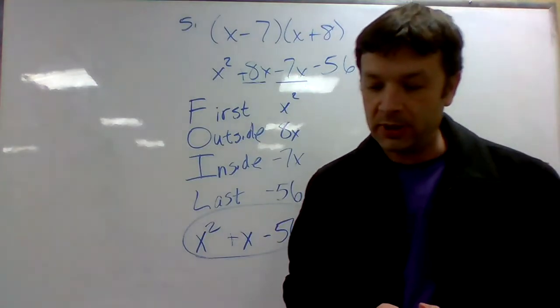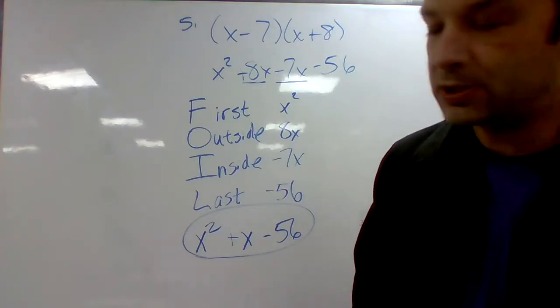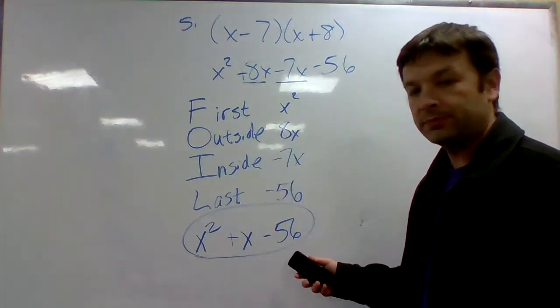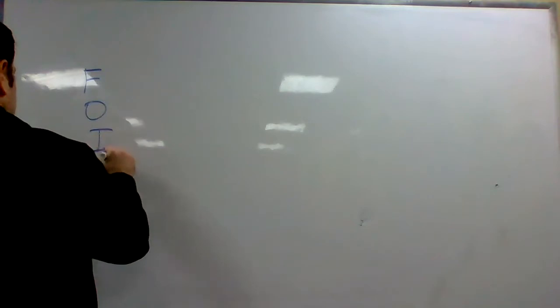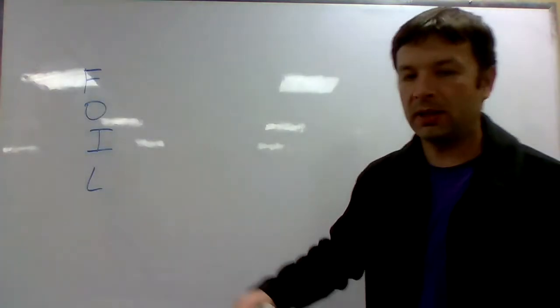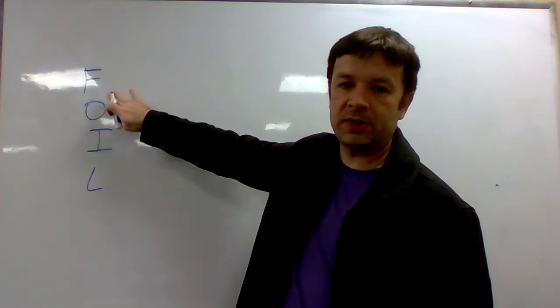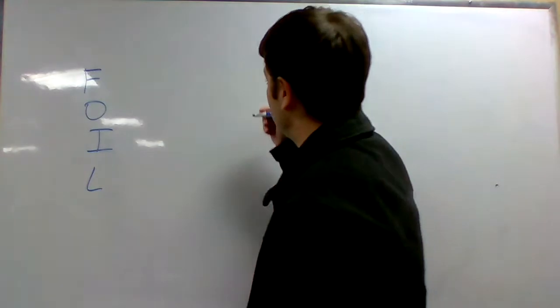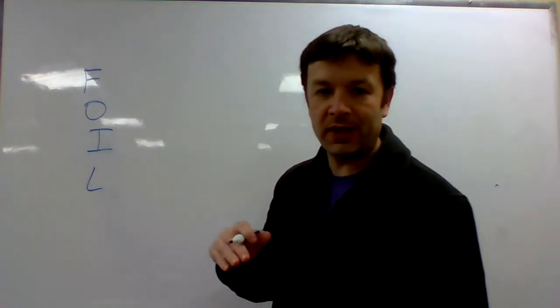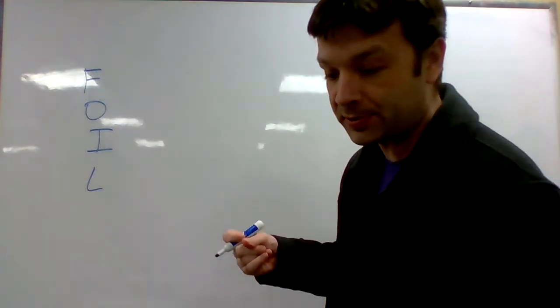Okay, something else I want to look at is like number 13 and 14. So on 13, I'll put the FOIL over here to remind us. Okay, it stands for first, outside, inside, last. Okay, 13 says x plus 6 squared. Actually, let me do 14 because it has a minus. That might confuse us more. So 14 is x minus 3 squared.